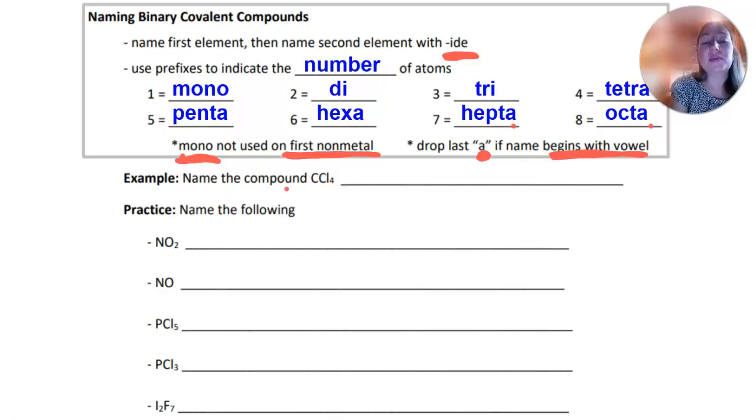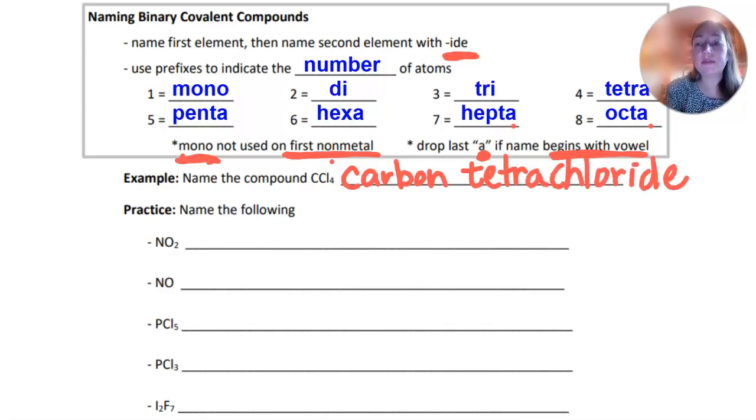So here's a good example. Let's name this compound. Okay, so we've got 1 carbon, but we don't want to use mono on the first nonmetal, so we'll skip it and we'll just call it carbon. And then we've got 4 chlorines, so we'll call it tetrachloride. So carbon tetrachloride. See if you can pause and try these on your own.